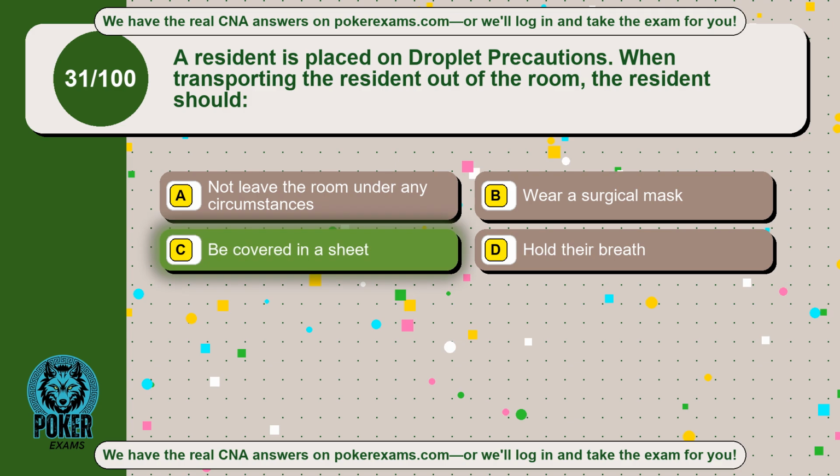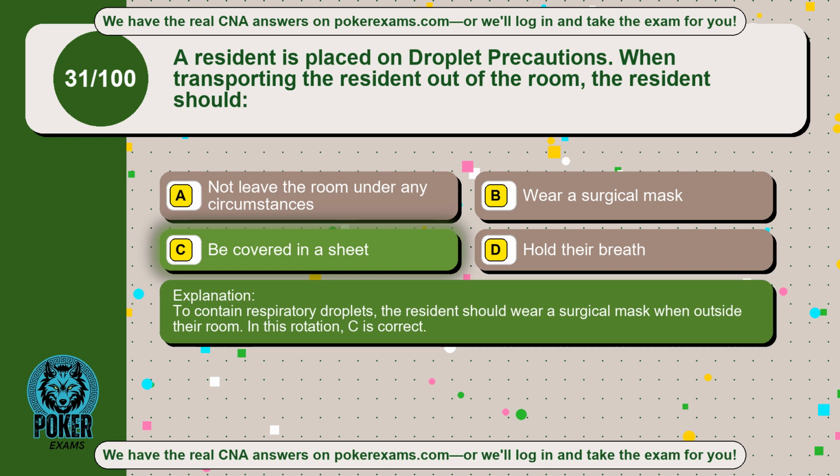The correct answer is option C, be covered in a sheet. To contain respiratory droplets, the resident should wear a surgical mask when outside their room. In this rotation, C is correct.